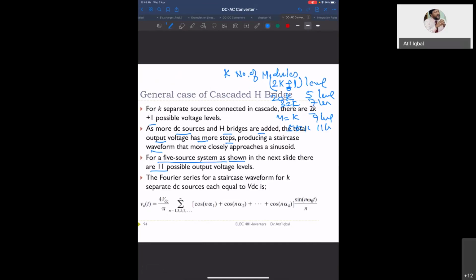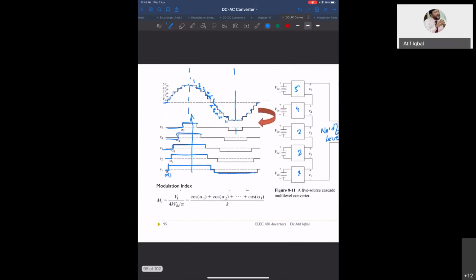And the Fourier coefficient of the staircase waveform for k separate DC sources, each of VDC magnitude, this is the formula for the nth harmonic for k number of sources. Modulation index is once again defined by this relation.